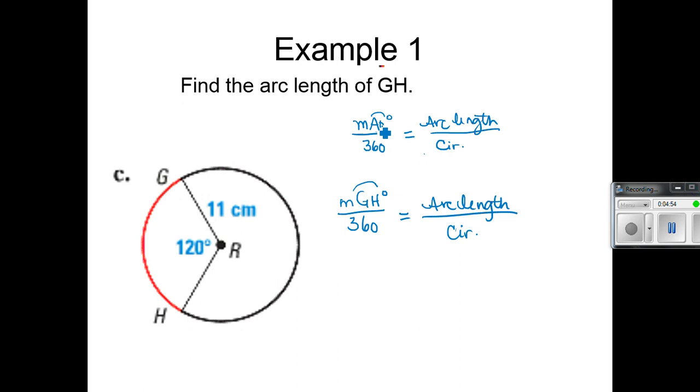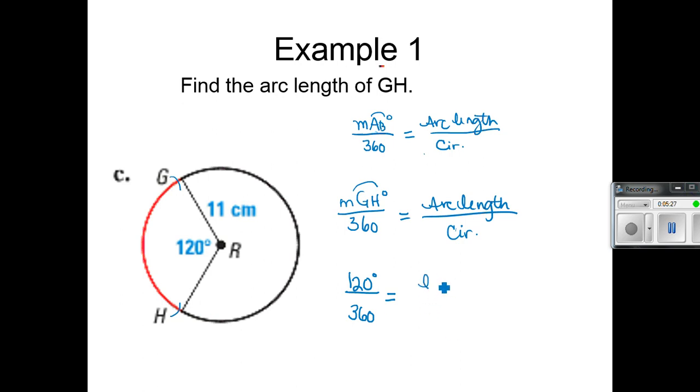I just used the generic letters A, B, but remember when we're doing the formula, we can use whatever letters are given to us in each circle. So the measure of GH, we know that's 120 degrees, okay? And the total degrees around a circle is 360. And then that's equal to the arc length. So we don't know what this arc length is. We're looking for that arc length.